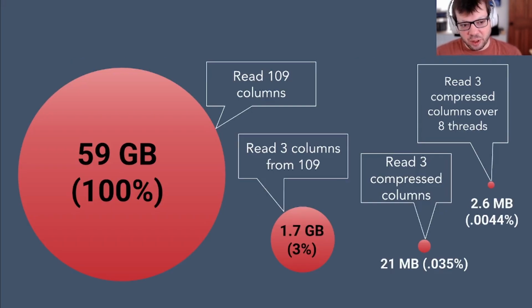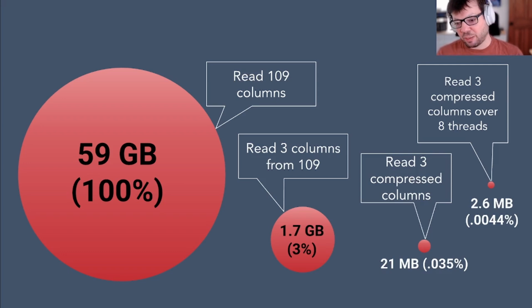As a quick example of what that can mean, say we have a database with 109 columns and it's 59 gigabytes worth of data. If we wanted to do an aggregation across 3 columns across all of the rows for that database, in a row-oriented database, we would need to read the whole database. We'd need to scan 59 gigabytes from disk. In a basic column-oriented database, we're down to less than 3% of that data, so we'd only need to read 1.7 gigabytes from disk.